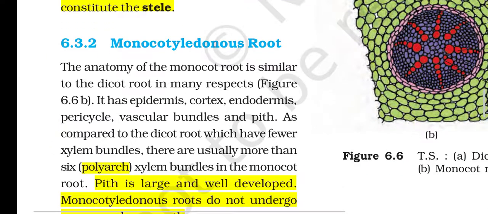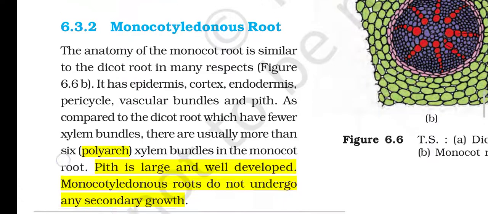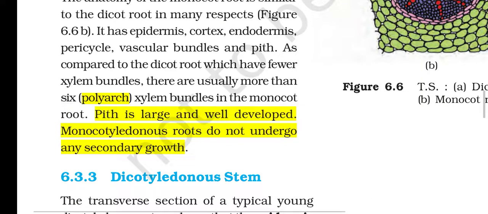6.3.2 Monocotyledonous root. The anatomy of monocot root is similar to the dicot root in many respects. It has epidermis, cortex, endodermis, pericycle, vascular bundles, and pith. As compared to the dicot root, which has fewer xylem bundles, there are usually more than 6 polyarch xylem bundles in the monocot root. Pith is large and well developed. Monocotyledonous roots do not undergo any secondary growth.